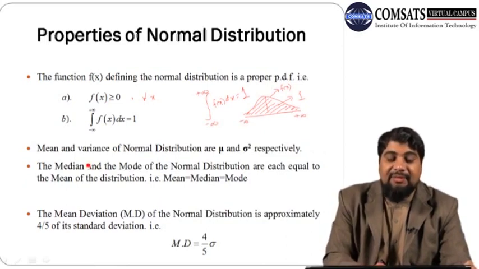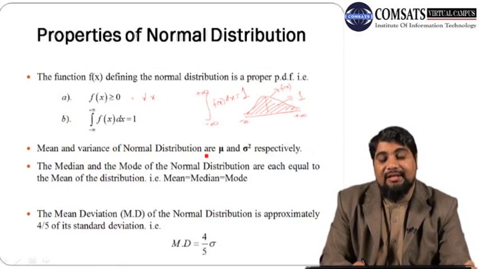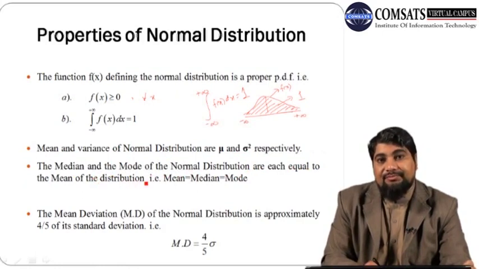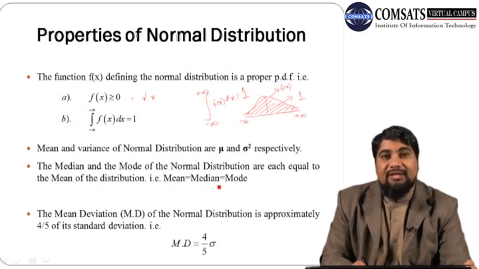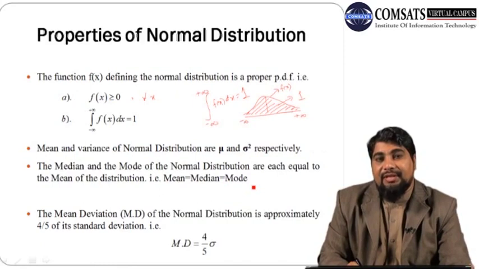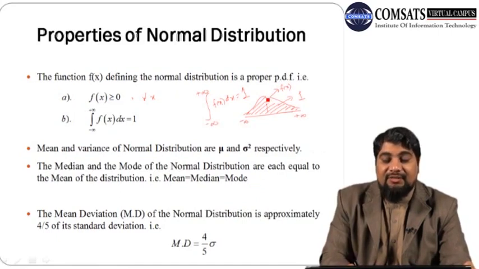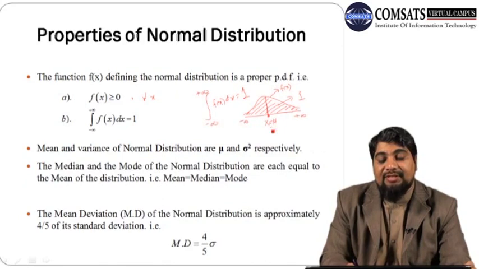The second property is that the mean and variance of the normal distribution are mu and sigma square respectively. The median and the mode of the normal distribution are each equal to the mean of the normal distribution, or in other words, mean is the same as median, which is the same as mode. So mean, median and mode are all equal in the case of the normal distribution. Here, in this bell-shaped curve, this middle line where the highest probability occurs is where x is equal to its mean, the same value is the median, and the same value is the mode.